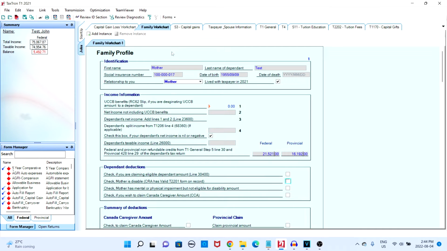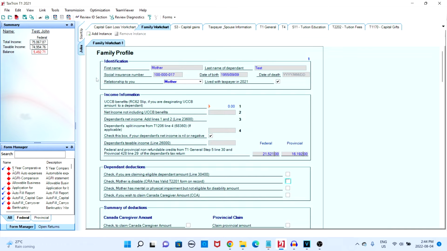In this scenario, we have an individual who has a total income of $75,000 with a balance owing of around $5,000. If we take a look at the family work chart, we can see that he is claiming his mother as a dependent. In this case, the individual's mother is disabled, however, currently he is not claiming the disability amount.